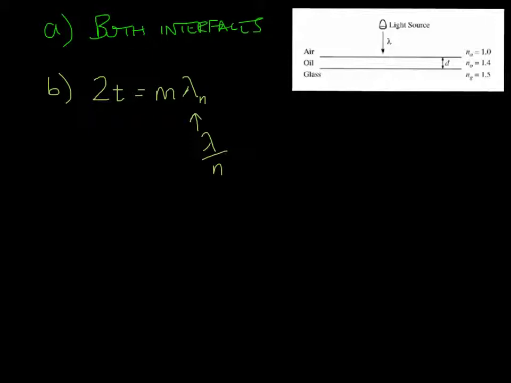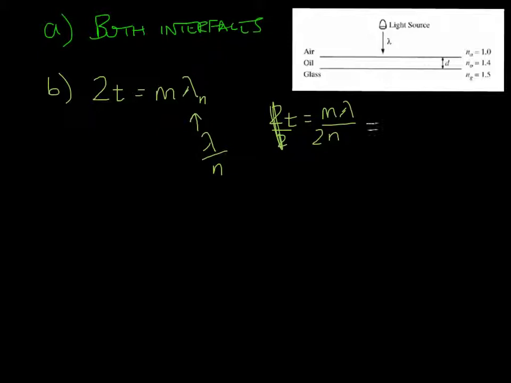It's an integer when you're talking about bright spots, or a half integer when you're talking about dark spots. Unless there's one phase change, it reverses, and if there's two phase changes, as there is in this case, it reverses again back to how it was. So the equation is 2t equals m lambda over n, and we want to solve this for t, so just divide both sides by 2.